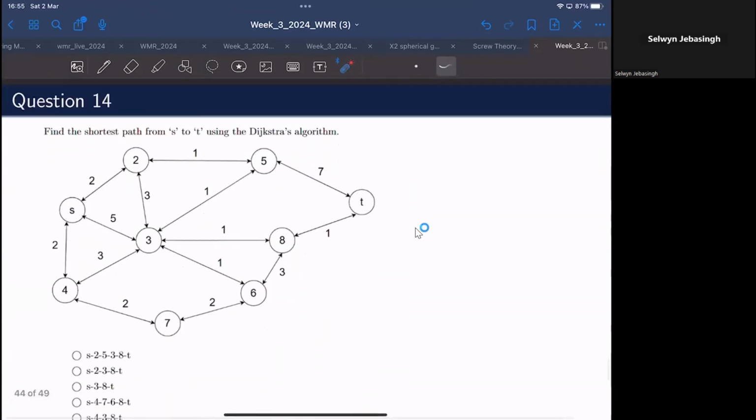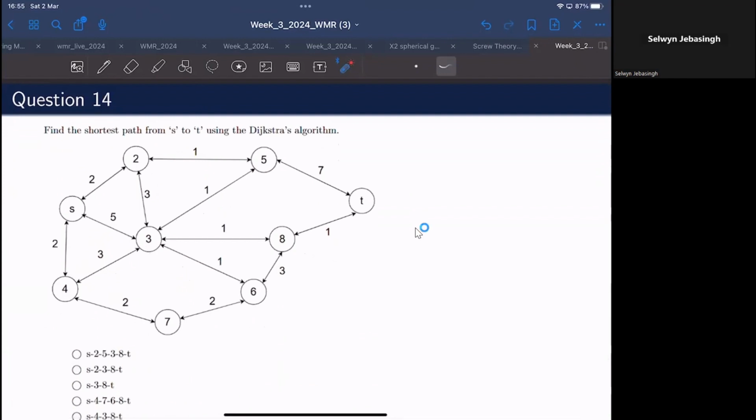Moving on, question 14. This is also similar to what we have seen. This is also similar to the Dijkstra algorithm. I will leave you to solve this problem because we have already solved a similar problem. And I'll give you the final answer.